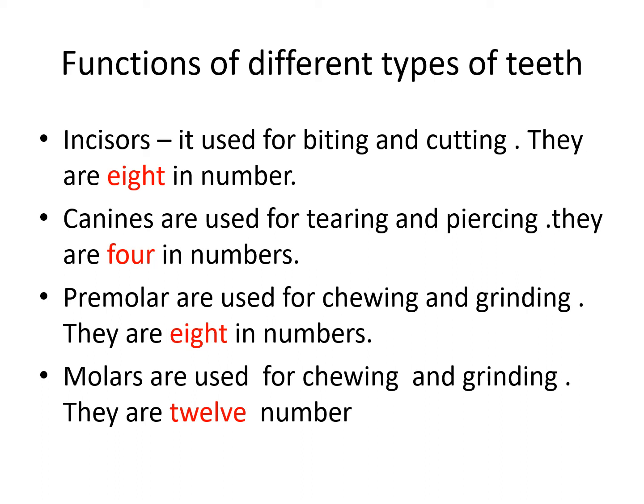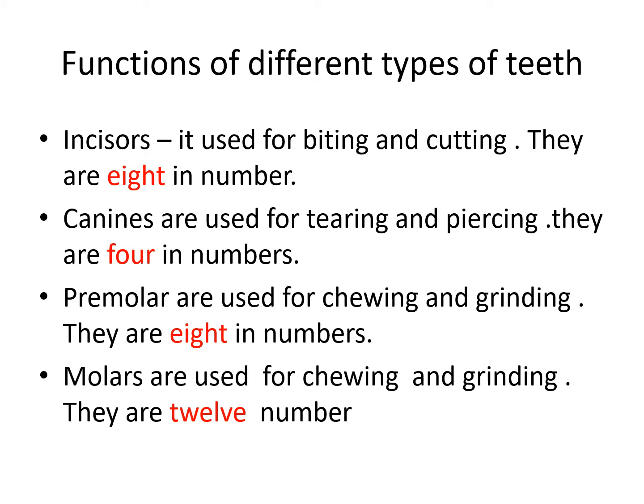Another type of teeth whose function we want to talk about is canine. We say that canines are sharp and pointed. Remember, we said that canine has one root. So canine is used for tearing and piercing. The number of canines is 4, meaning 2 in the upper jaw and another 2 in the lower jaw. They are found at the sides. After incisors, we have canines.